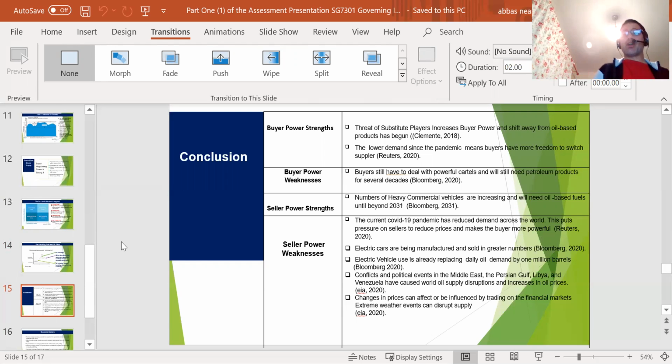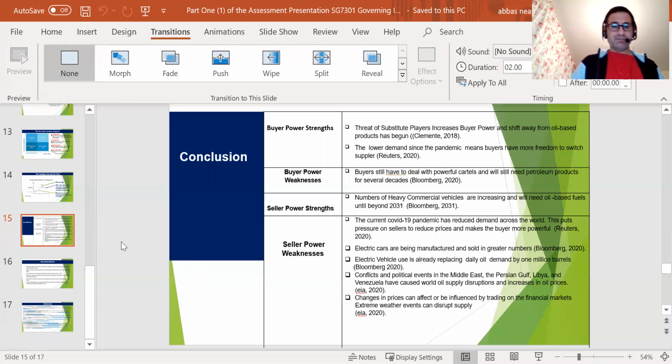Environmental regulations are also a significant influencer in driving buyers to switch away from petroleum. As said before, however, there will still be fairly strong demand from across the world to power heavy commercial vehicles.